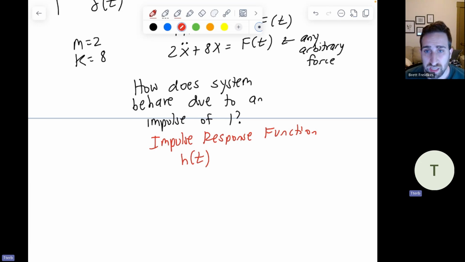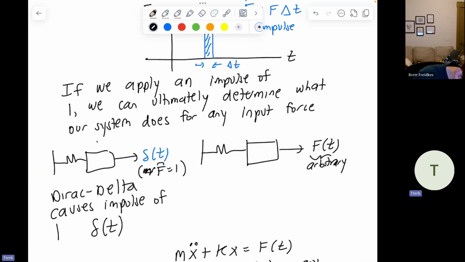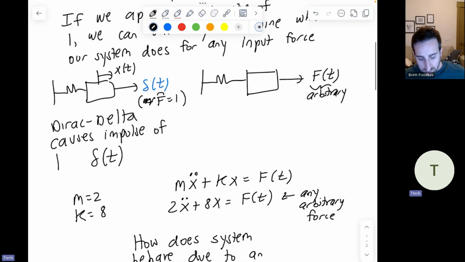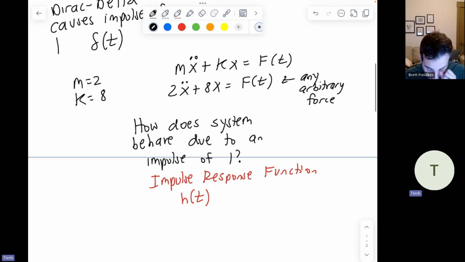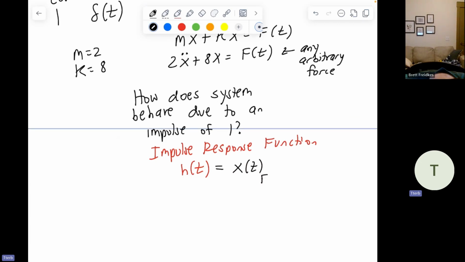And for this idea of a spring mass system, we typically care about what the mass's position is as a function of time. That's usually what I care about. So this h of t is the same as x of t, but for the very specific situation where the force is equal to what, do you think? Because the impulse response is the response due to an impulse of 1. When does that impulse of 1 occur? Due to what force?